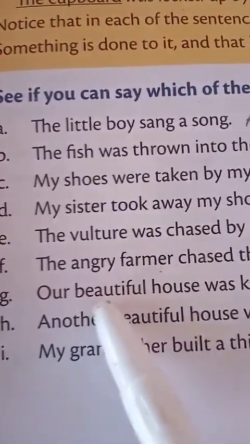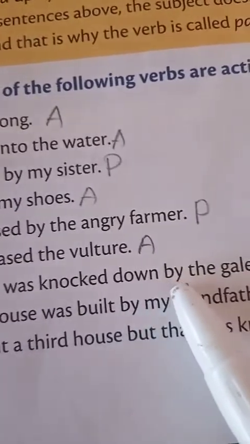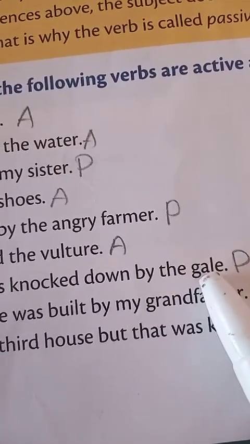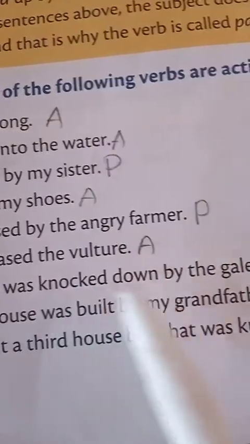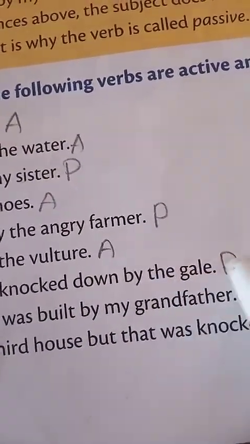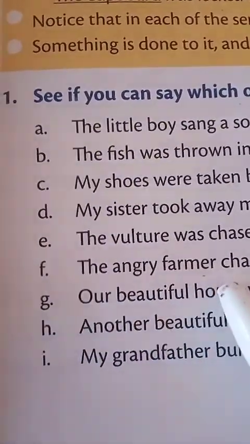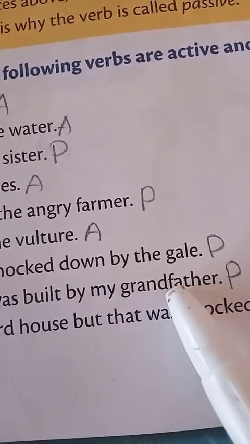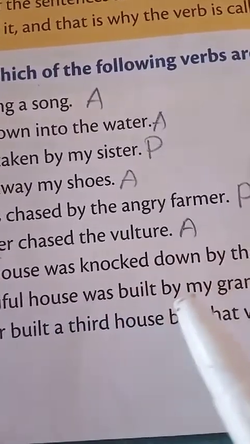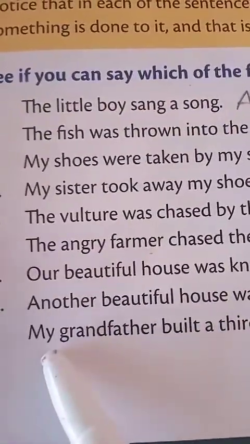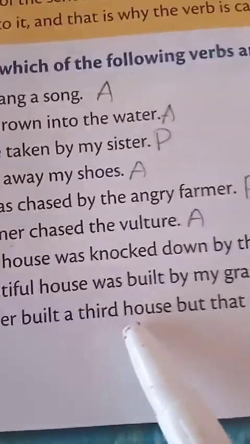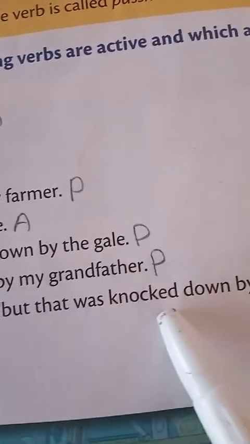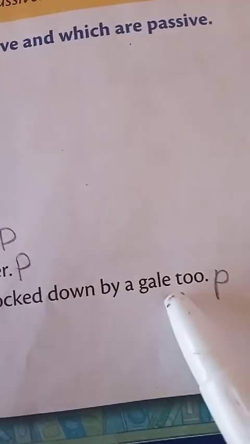Now G. Our beautiful house was knocked down by the gale. Third form, by, and the subject at the last. This is the passive voice. G is the passive voice. Another beautiful house was built by my grandfather. Built, third form, by, and the subject at the last. This is the passive voice. So H is passive voice. My grandfather built a third house, but that was knocked down by the gale too. Same, this is the passive voice sentence.